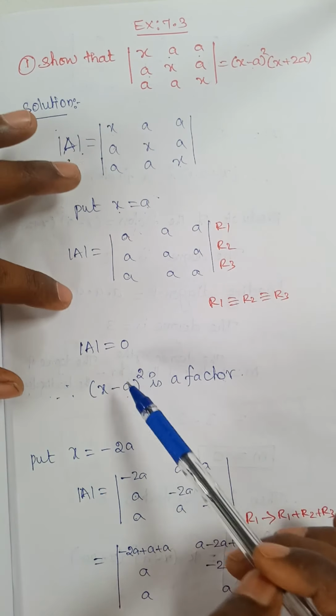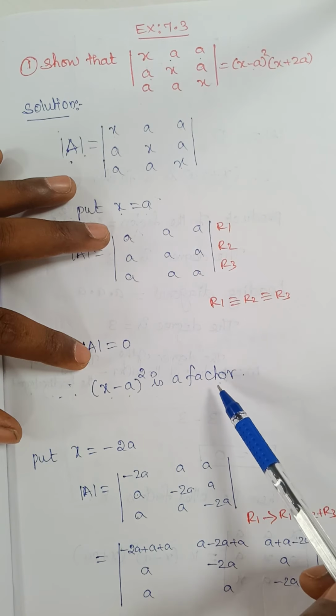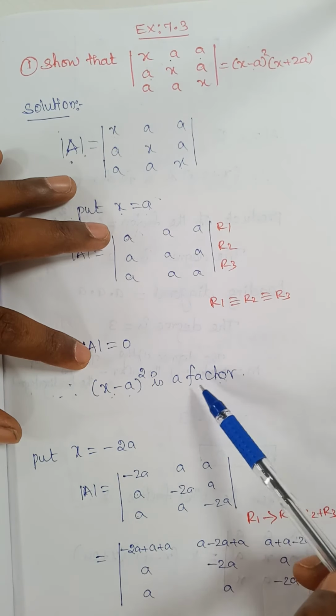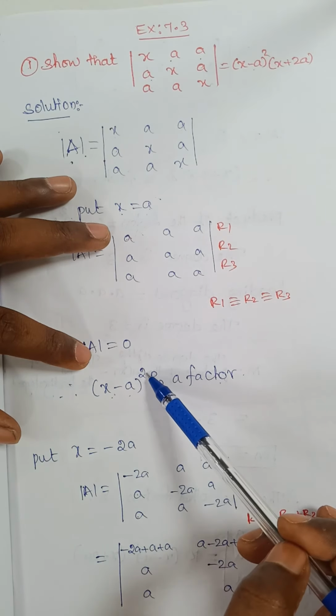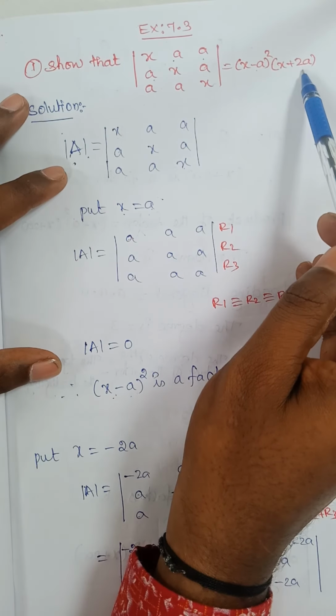Here 3 columns are identical, so (x minus a) the whole square is a factor. 2 rows identical, (x minus a) is a factor. 3 rows, (x minus a) the whole square is a factor. Suppose 4 rows, (x minus a) the whole cube is a factor. Understood? So now next we can substitute x is equal to minus 2a.